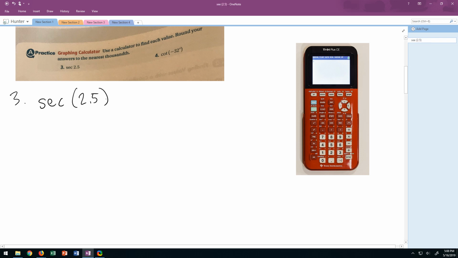Well, with the calculator, don't I know that the secant is the reciprocal of the cosine? Now, if you don't remember that, go ahead and look back in the video to find that. But it's equal to the reciprocal of the cosine of 2.5. So what you need to put in your calculator is this. That should give you the secant of 2.5.